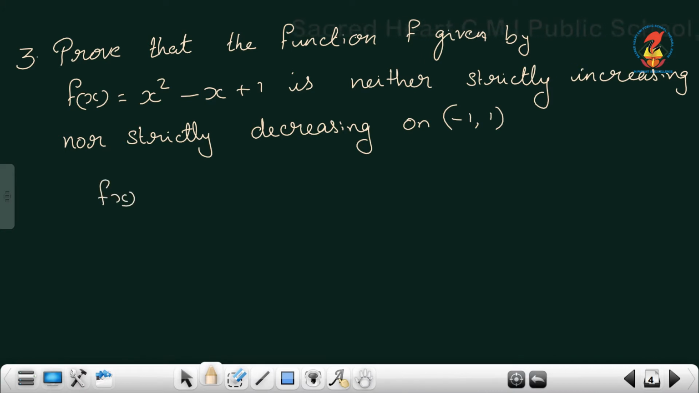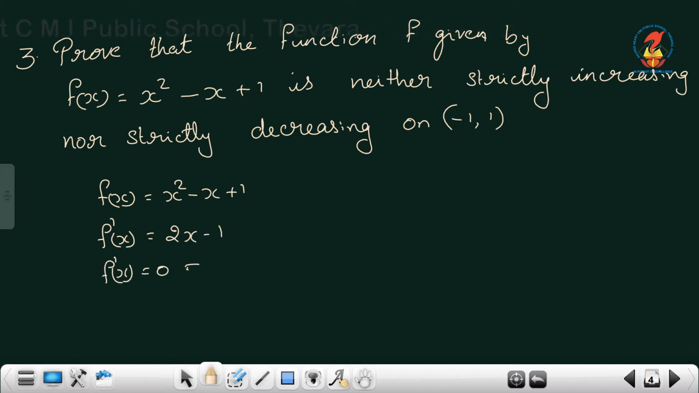So f of x is x square minus x plus 1. The first step is to find the derivative, 2x minus 1. Then we put this equal to 0, which implies 2x minus 1 is 0, that is x is equal to 1 by 2.